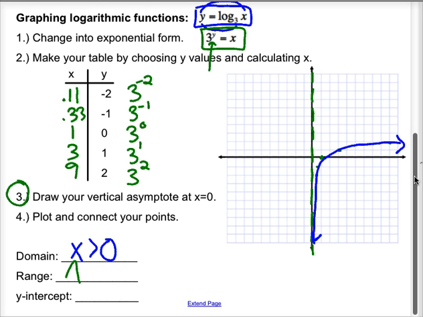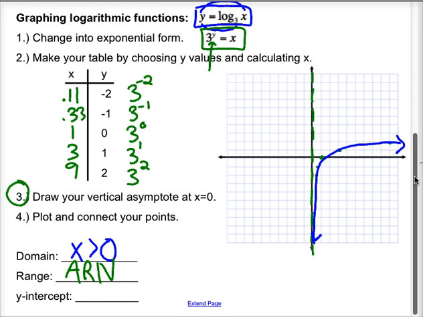Range, that's going to be my easy one. Range is going to be all real numbers. Now notice this is different than exponential. That's flipping from my exponential. This time it's my range that can be anything, all real numbers. My x's are restricted to being above that vertical asymptote.